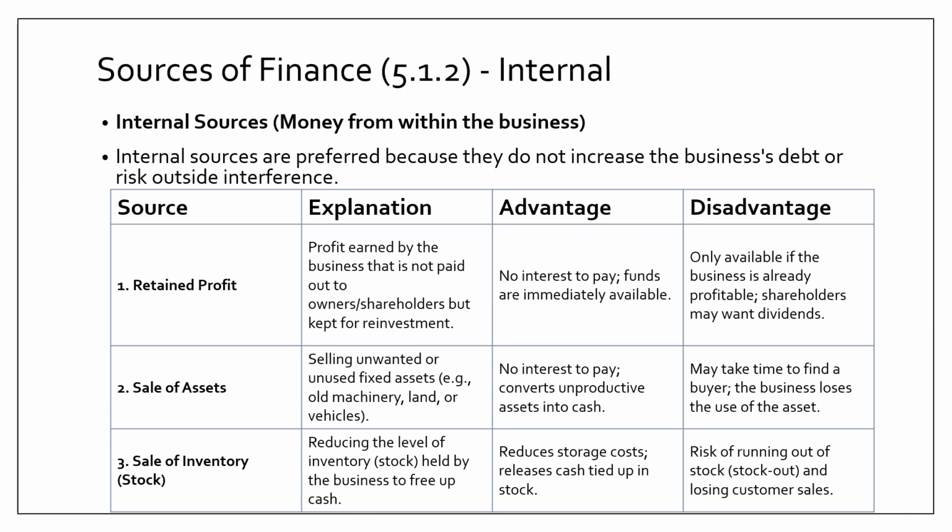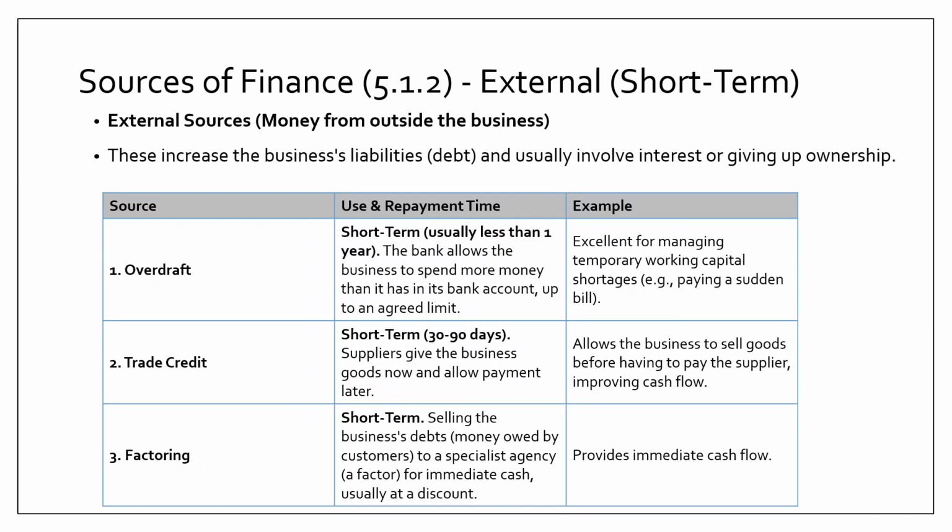It may take time to find a buyer, and the business loses the use of the asset. And number three is sale of inventory, or you call it stock, reducing the level of inventory or stock held by the business to free up cash. What is the advantage of the sale of inventory? It reduces the storage cost and releases cash tied up in stock. What is the disadvantage of sale of inventory? It is a risk of running out of stock and losing customer sales.